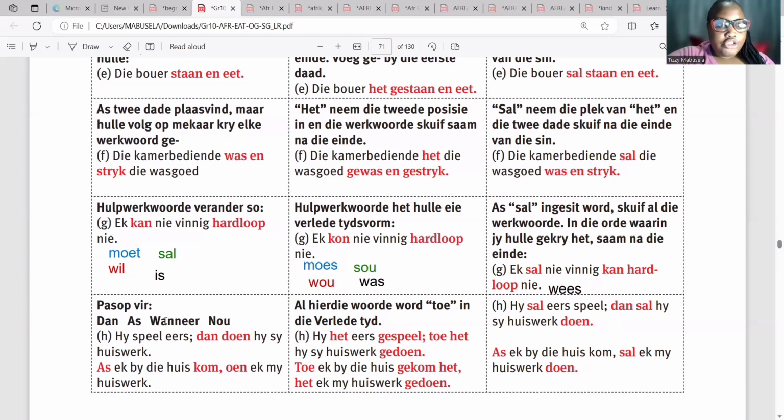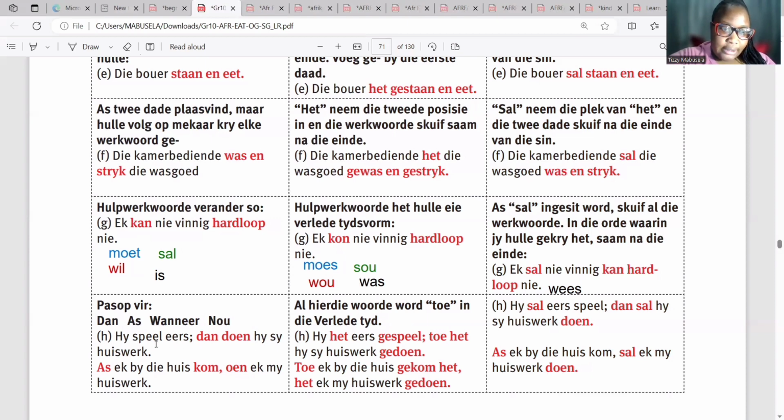Okay? So if you have moet in a sentence, in the verlede tyd it will be moes, and in the future tense it will still be moet. If you have sal, it will be sou. If you have is, it will be was. But is is very special because in the future tense it is wees. And if you have wil, it will be wou in the past tense, and in the future tense it will be wil again.